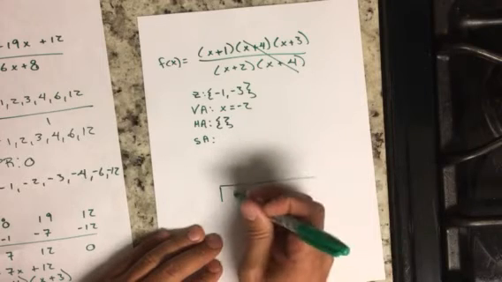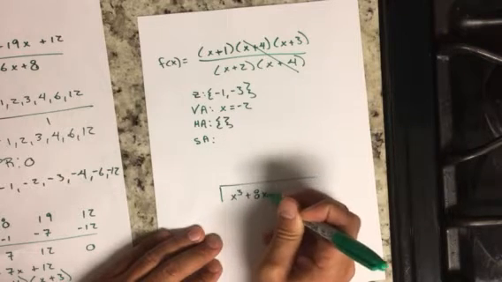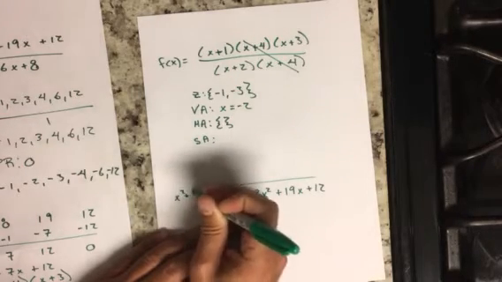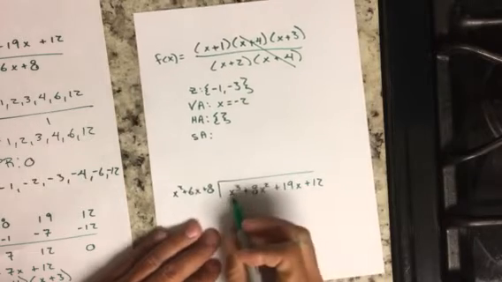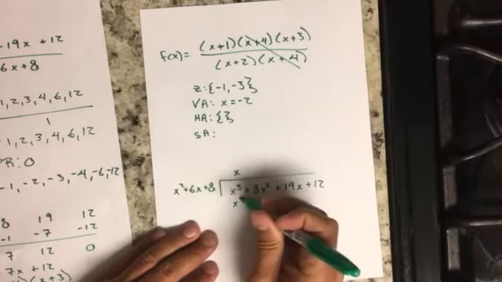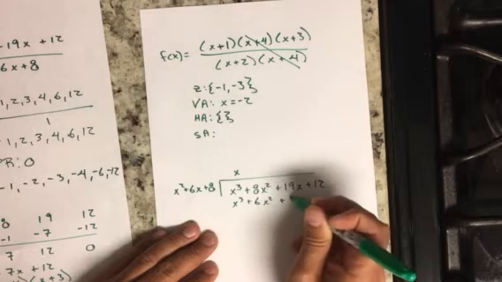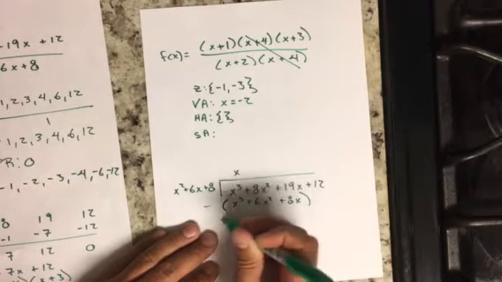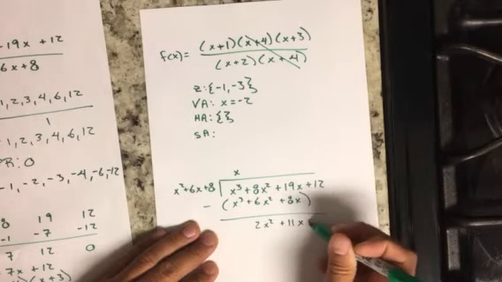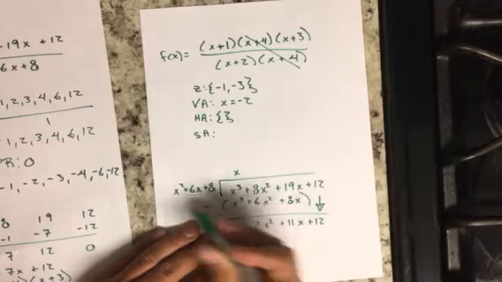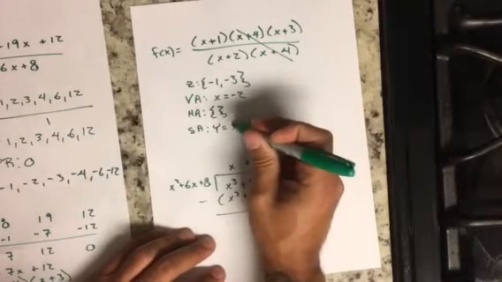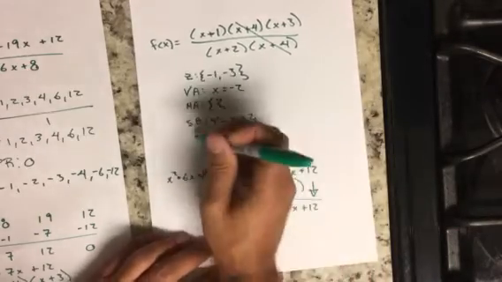I'm going to use my long division. Divide my first term by my first term. Leaves me with x, and then I multiply it. Everything here gets subtracted. Those cancel out. Leaves me 2x squared plus 11x, and the 12 comes down. So now I'm going to divide my first term by my first term. I don't care about anything else because I'm just looking for a linear equation. So I have x plus 2 for my slant asymptote.